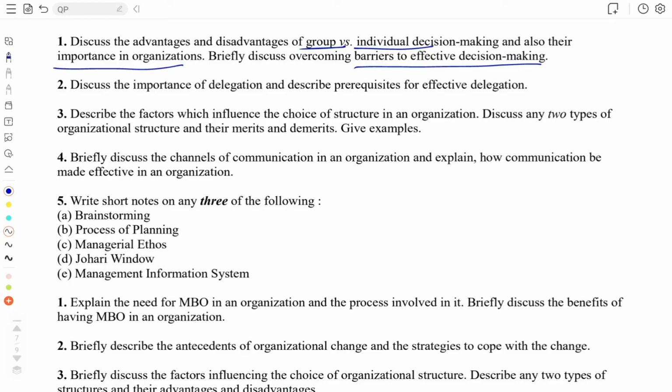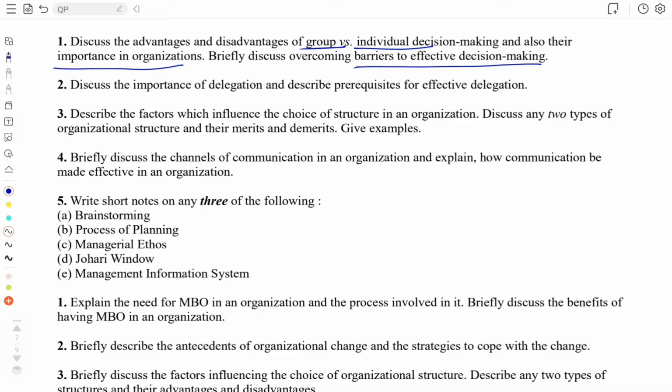But in case of a group, what happens is that it is slow, right? Because there are a lot of people, we have to discuss with all these people, and this group has to come to a consensus. It is slow, so that is a disadvantage, right? In individual decision making, it was fast and that was an advantage, but in a group it is slow and therefore it is a disadvantage of group decision making.